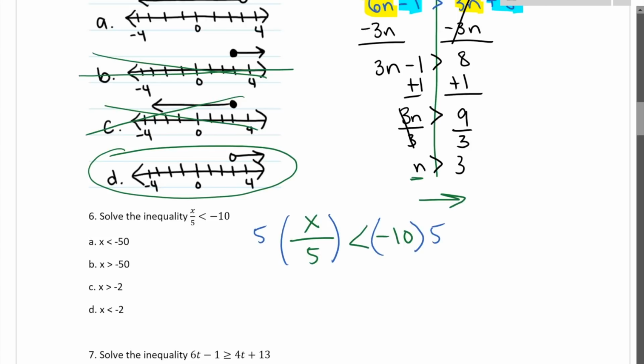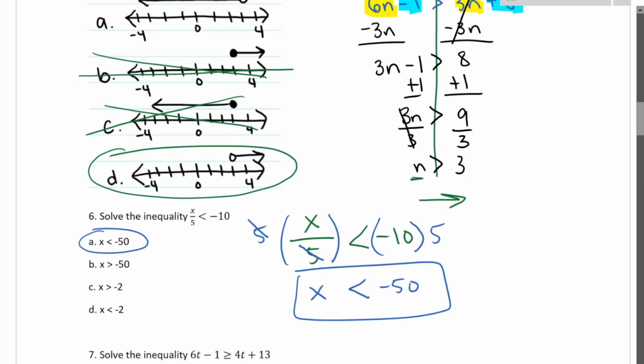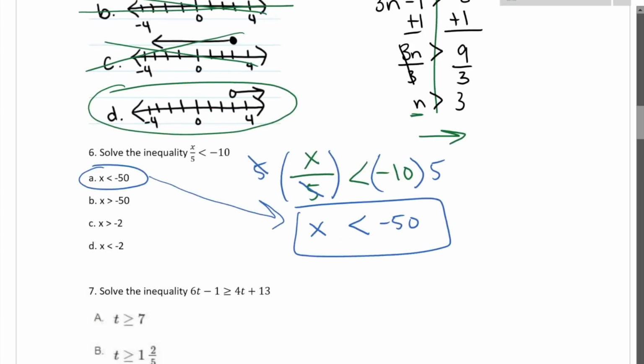So I multiply 5 to both sides. Once I multiply 5 to both sides, I can cross out both of the 5's, and I'm only left with x. So x is less than negative 10 times 5, which is negative 50. And there's my answer. Is any of these correct? Yep, A. All right, let's move on to 7.